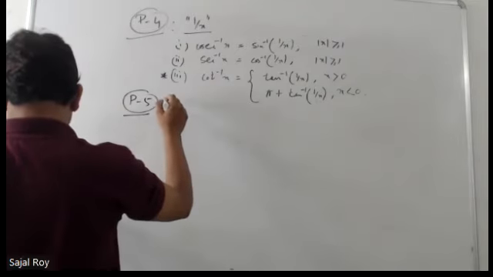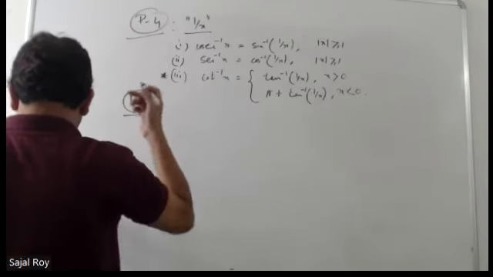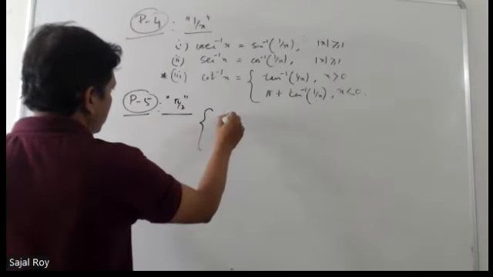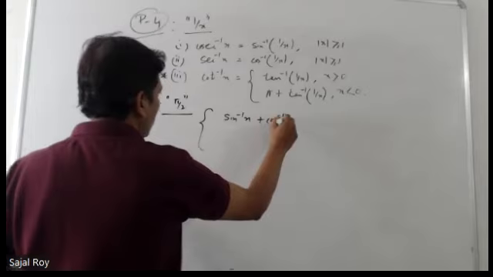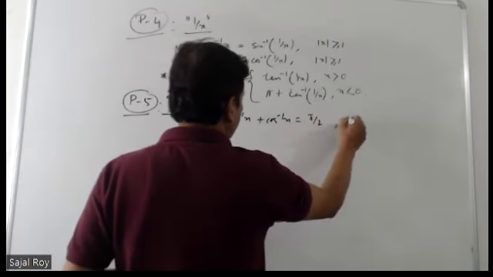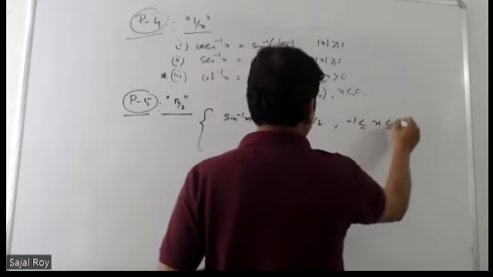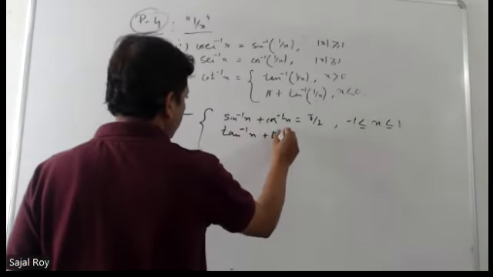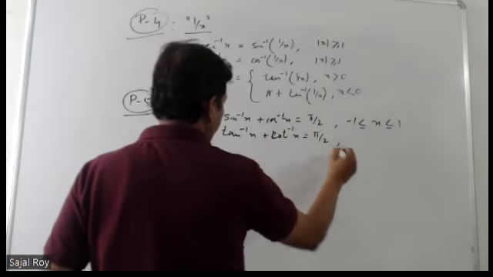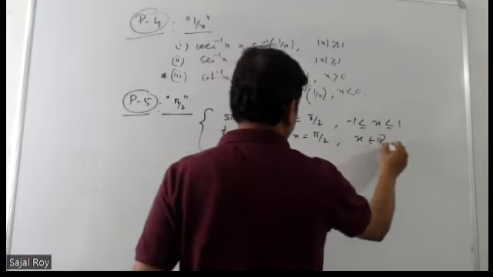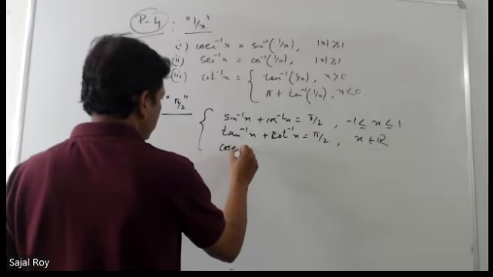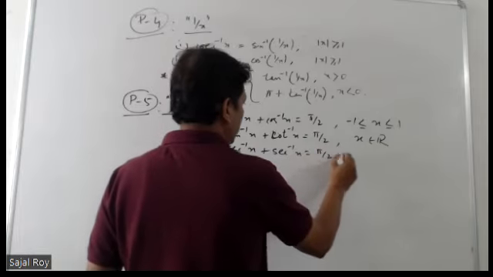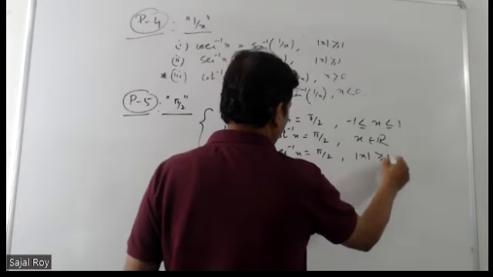Property 6, some identities basically on pi by 2. That is sin inverse x plus cos inverse x is equal to pi by 2, for minus 1 less than or equal to x less than or equal to 1. Tan inverse x plus cot inverse x is also equal to pi by 2 if x belongs to R. And cosec inverse x plus sec inverse x equal to pi by 2 if mod x is more than or equal to 1.